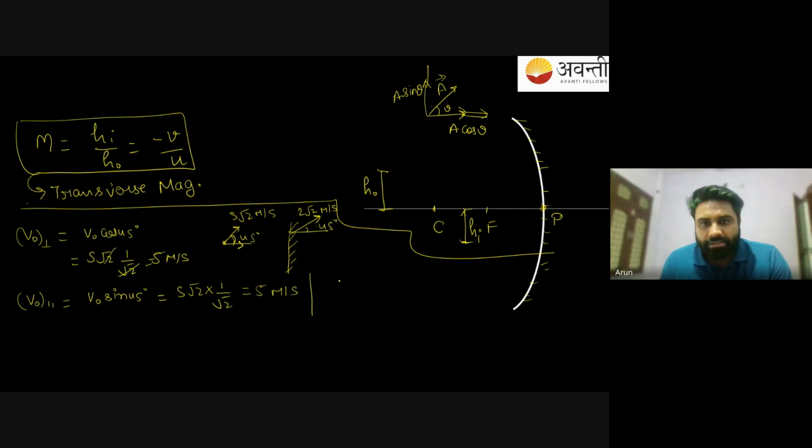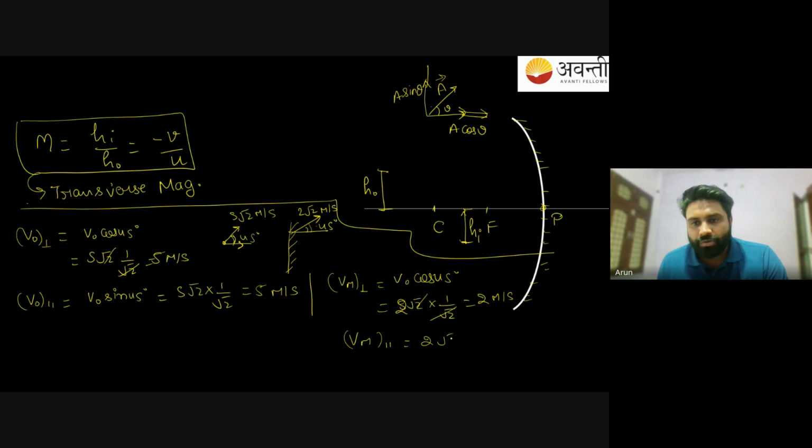What about the mirror velocity? The velocity of the mirror, again perpendicular, is Vm cos 45. Similarly we are going to do it. This component is the perpendicular one. What is Vm? Sorry, it is 2 root 2, cos 45 is 1 by root 2. So root 2 cancels out. It is 2 meter per second. And what is the velocity of the mirror in the parallel direction? It will be 2 root 2 multiplied by sin 45, which again gives you 2 meter per second. This direction we have considered positive. This direction we have considered negative.